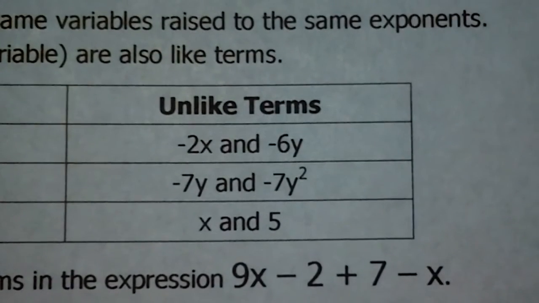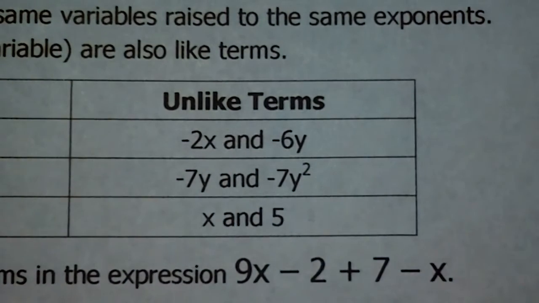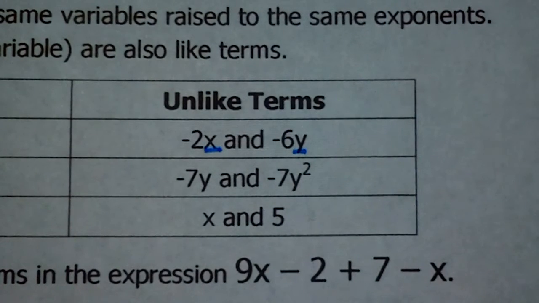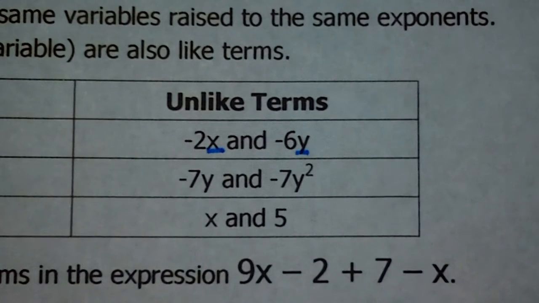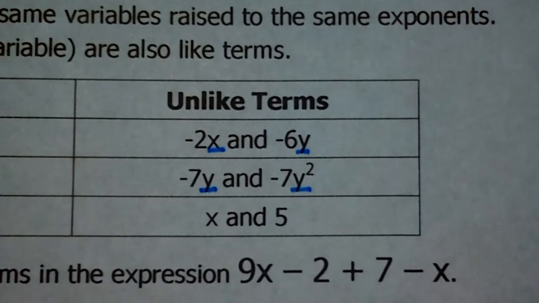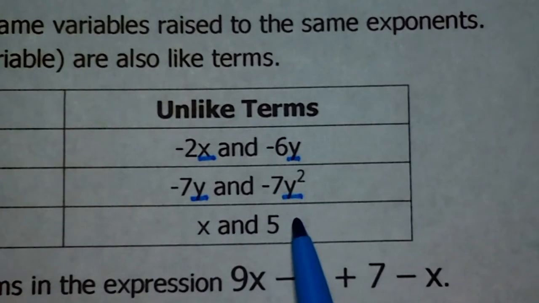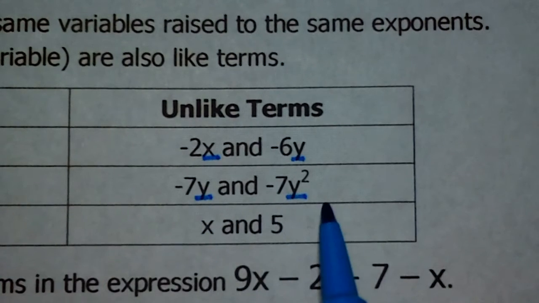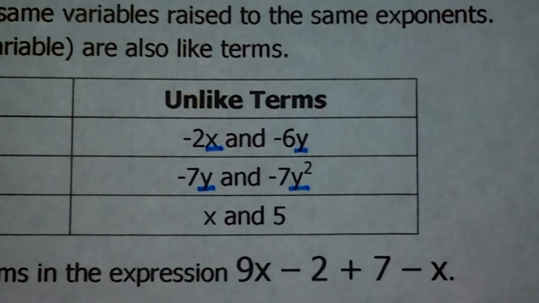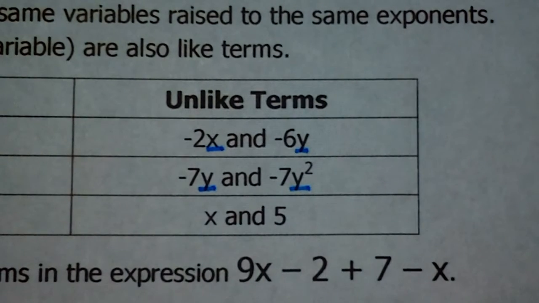Examples of unlike terms. If I have a negative 2x and a negative 6y, it doesn't matter that they're both negative. This is an x and this is a y, and you saw with the algebra blocks, x's and y's can't be combined together. They're two separate shapes. Here, I have a negative 7y, and then I have a y squared. It doesn't matter that the negative 7's match. When you're looking for like terms, you're looking for identical variables. So that's a y squared. We saw with the algebra blocks that that's a rectangle, that's a square. They're two different blocks. Finally, x and 5, those aren't like terms because 5 doesn't have an x. So they either have to share the same exact variable or neither of them have a variable.